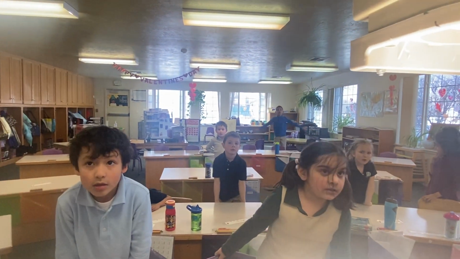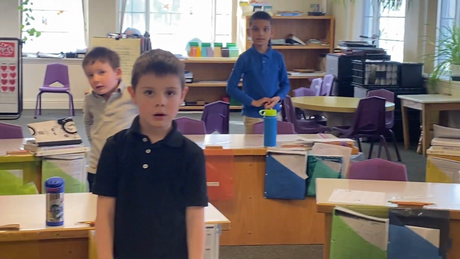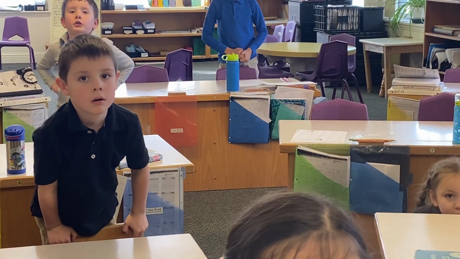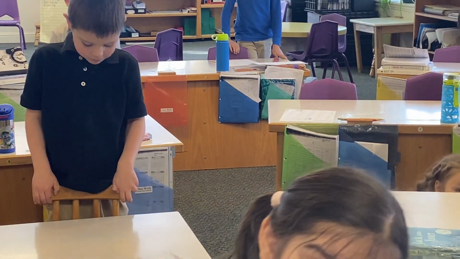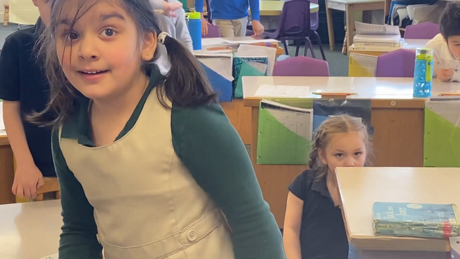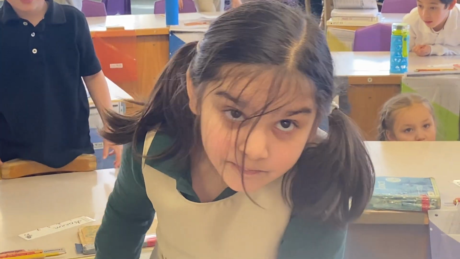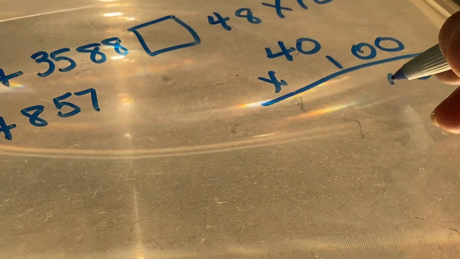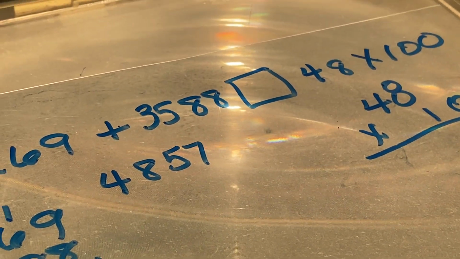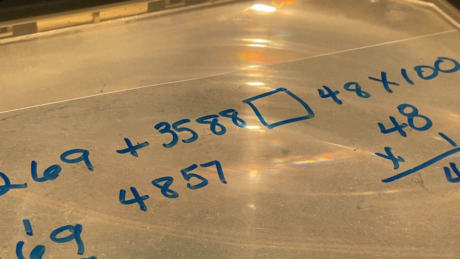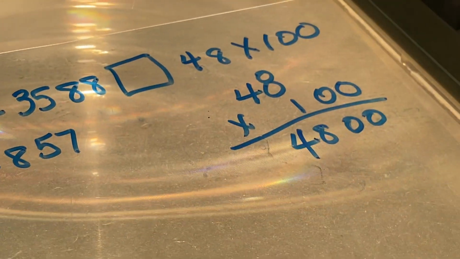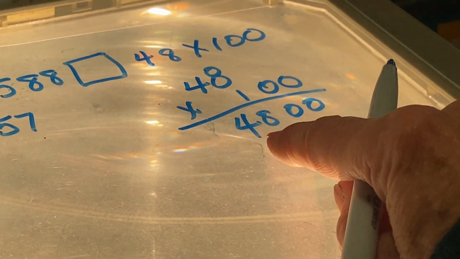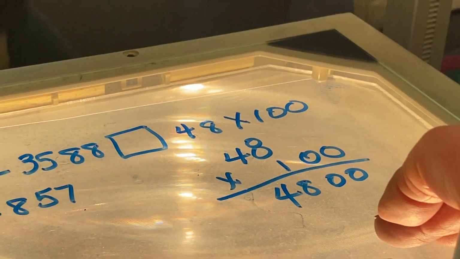What's 48 times 100? Harry. 480. Well, actually, we have to add this many zeros. How many zeros do we have? 2. Oh, so it couldn't be 480. What would that be? Harry, what would that be? 4,800. Oh, 4,800. That's tricky.